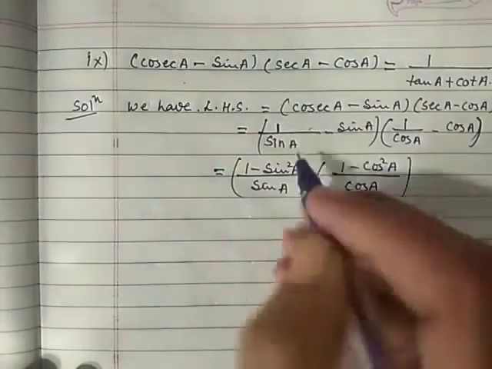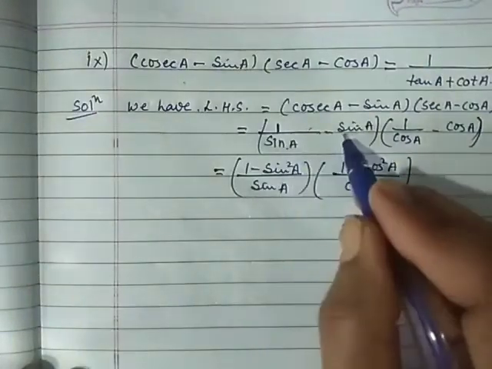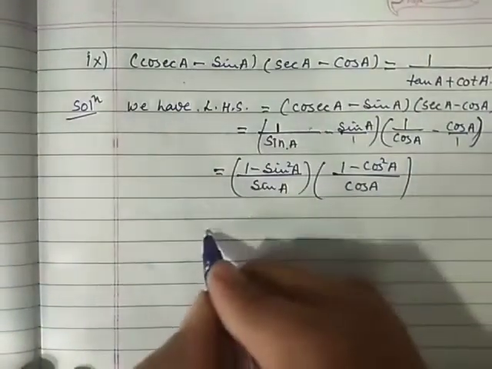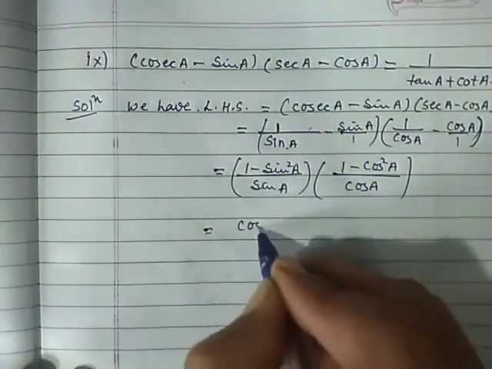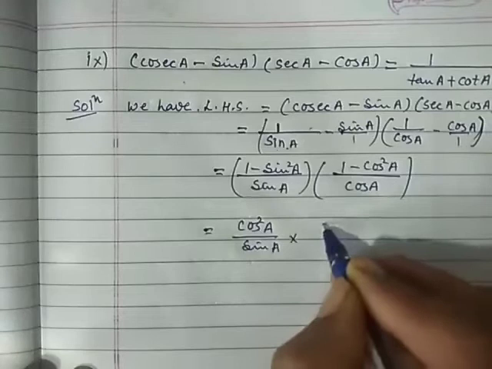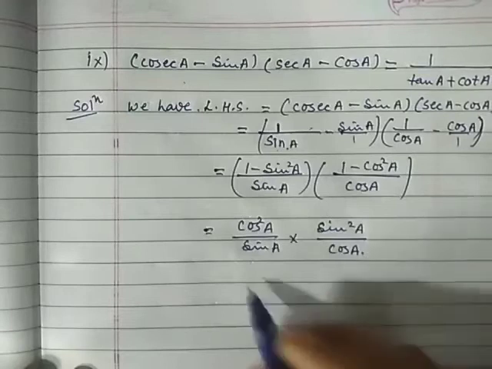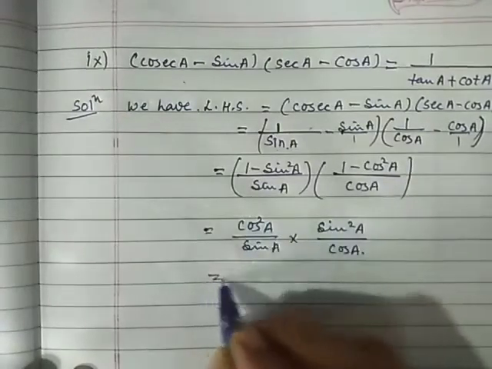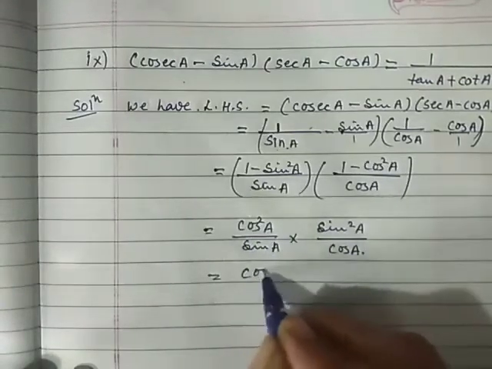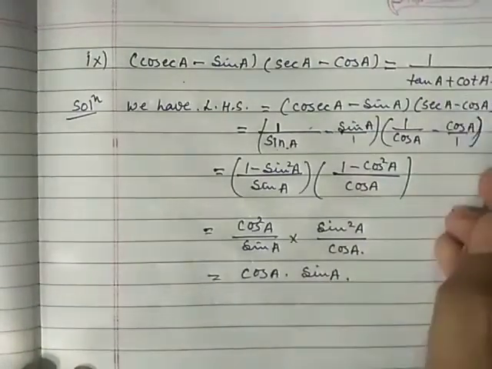Okay, up to here we have taken LCM, and see, here only 1 was there, here also 1 was there, so we multiplied it. Now for 1 minus sin square A we can write cos square A upon sin A, and for 1 minus cos square A we can write sin square A upon cos A. Now one cos will cancel with one of the cos, and here also, so we'll get cos A into sin A. See, we want tan and cot here.